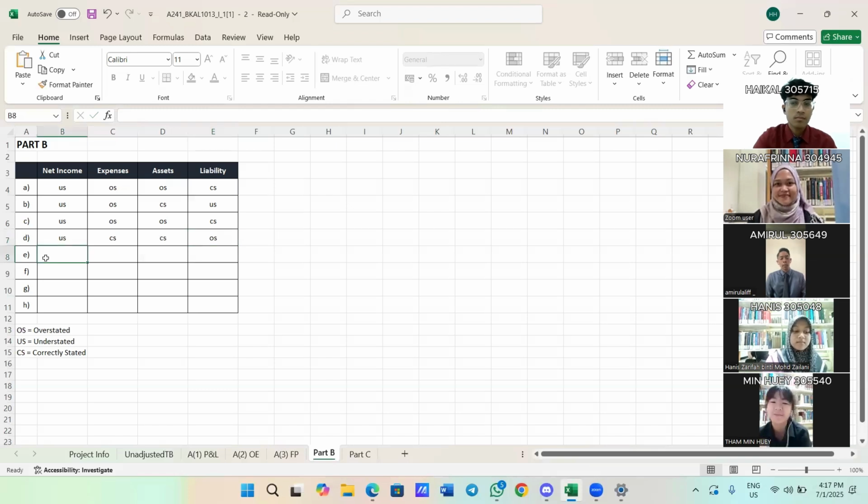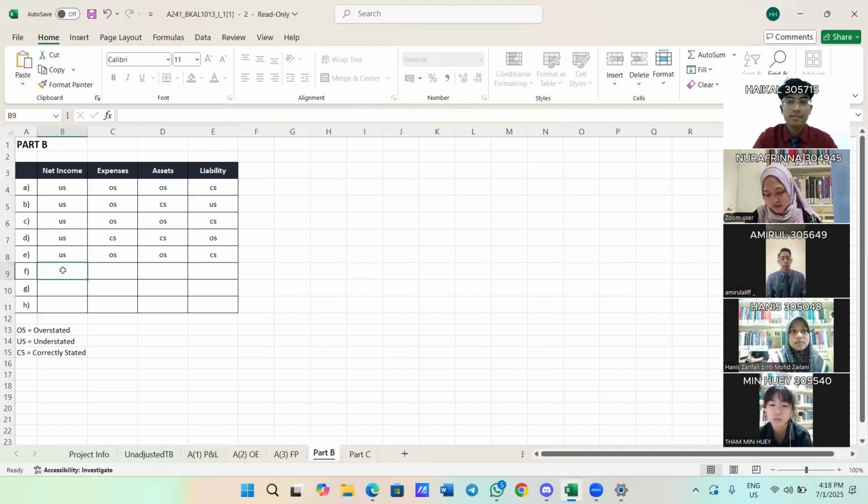Okay, for E, a sum of RM 40,500 insurance has already expired. Can anyone give the answer? I will give the answer. For the net income, I think understated, and the expenses, I think overstated, and the asset should be overstated again, and the liability correctly stated. Okay, thank you, Haikal.